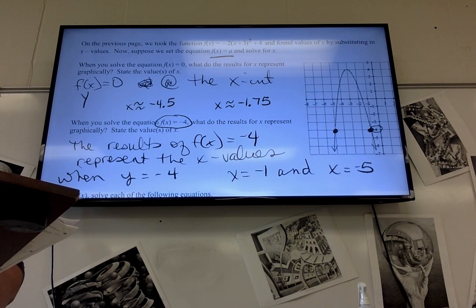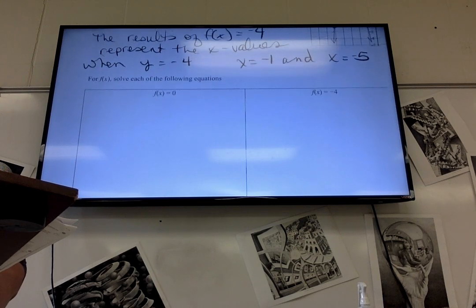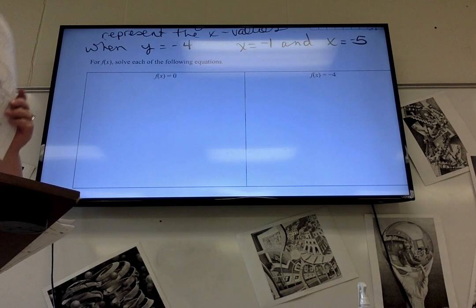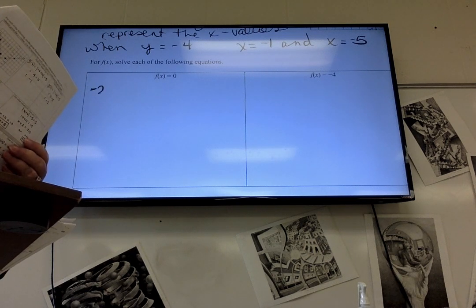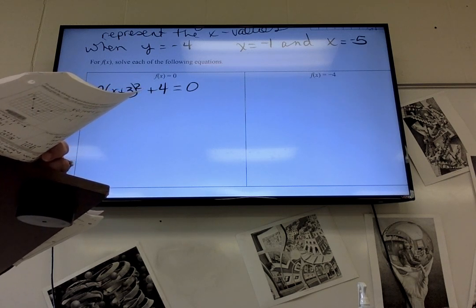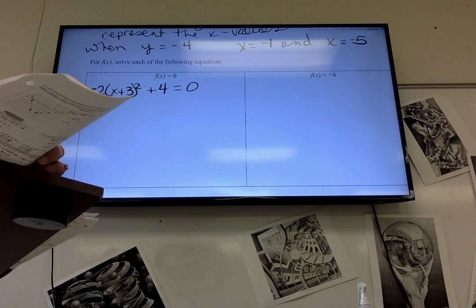So now we're going to solve these equations, and we're going to find the exact values without looking at the graph. We're going to start by finding the zeros, which are the same thing as the x-intercepts. f of x equals 0. So the equation was f of x equals -2 times (x plus 3) squared plus 4, and then we set it equal to 0. How do we solve this? First, subtract 4. Yep, subtract the 4.